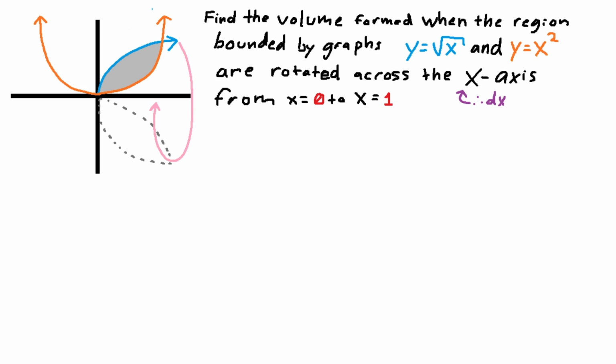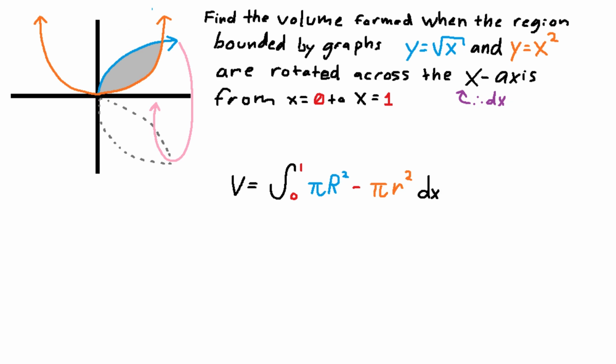Now let's just jump straight into our first problem. Find the volume formed when the region bounded by graphs y equals square root of x and y equals x squared are rotated across the x-axis from x equals 0 to x equals 1. Looking at our equation, you can already see I've put in our bounds.